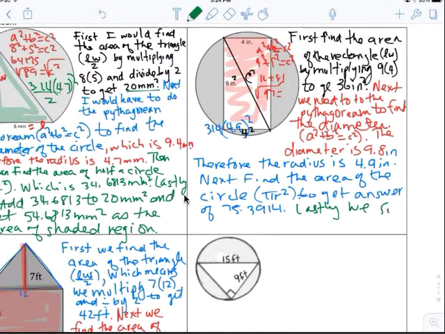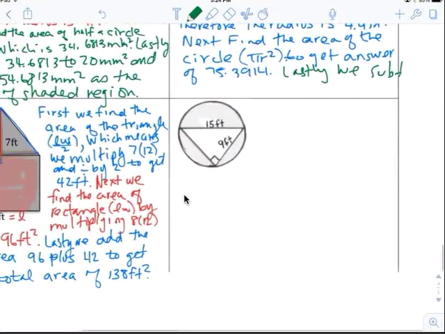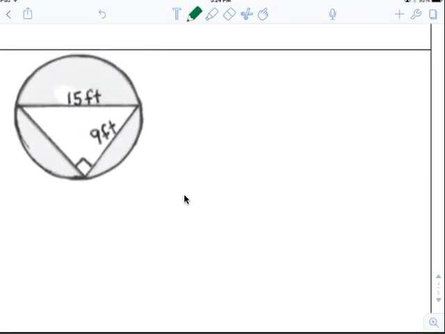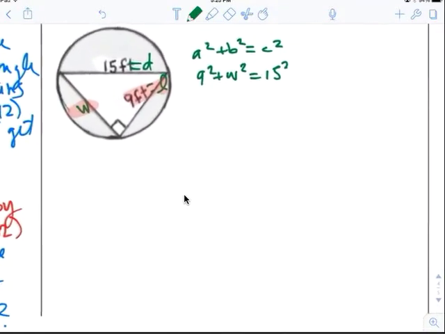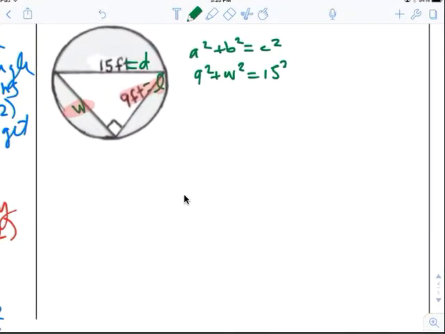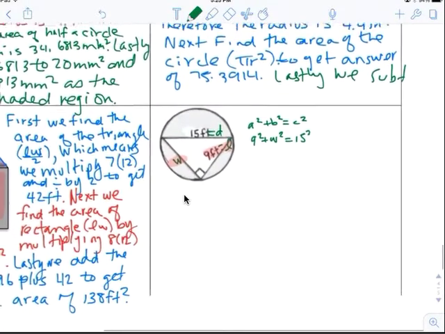Now this one here, you need to find, this is length, we're missing width, this is diameter. Okay? So a squared plus b squared equals c squared. A and b. So 9 squared plus w squared equals 15 squared. You do that. And then you find the width, area, and then subtract. Okay? You explain this the best you can.